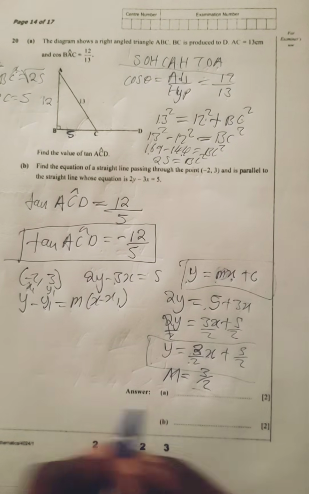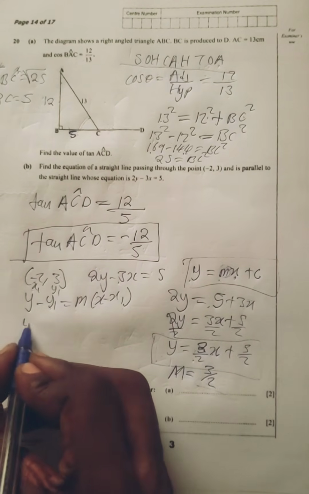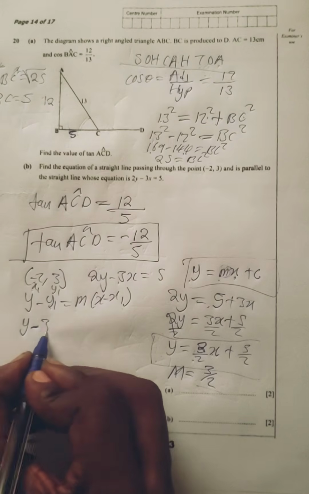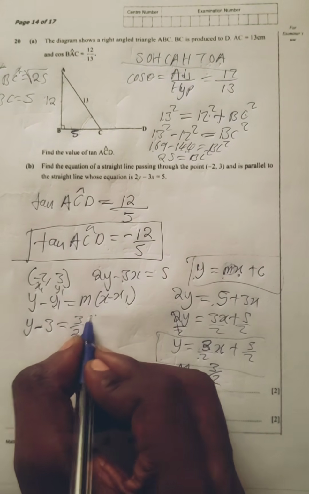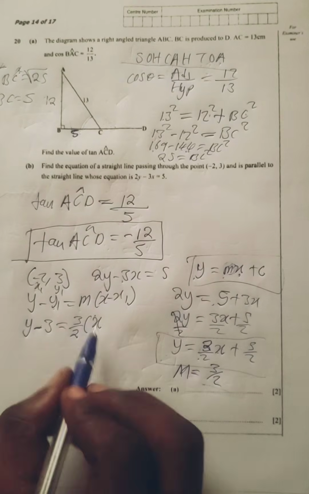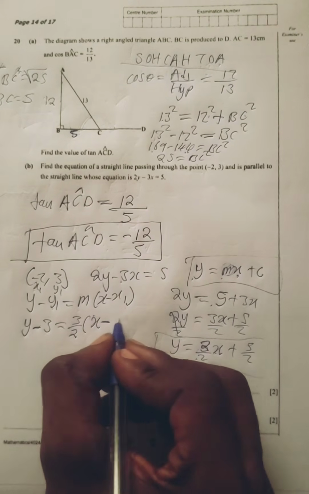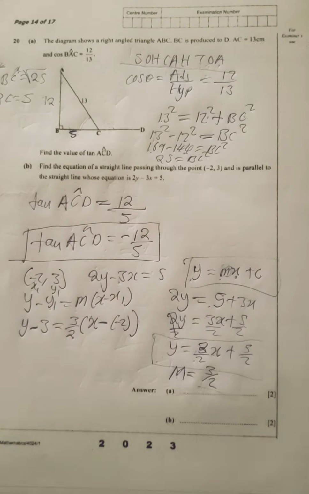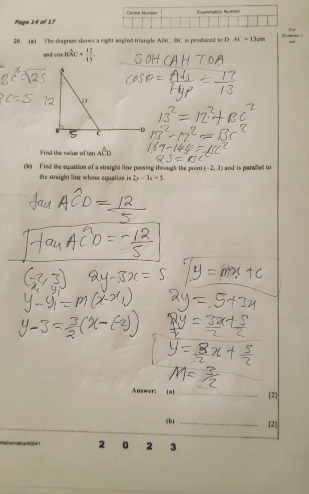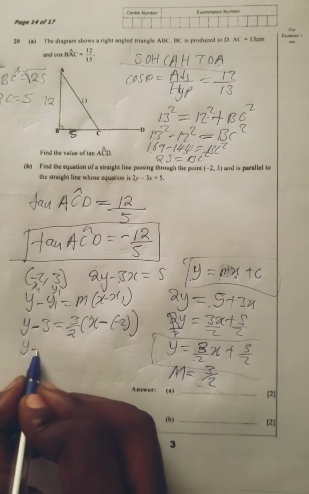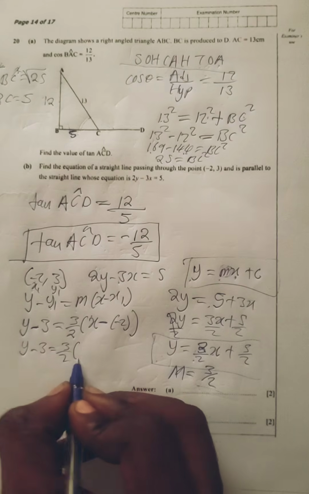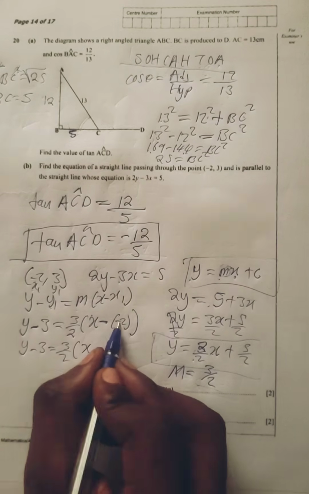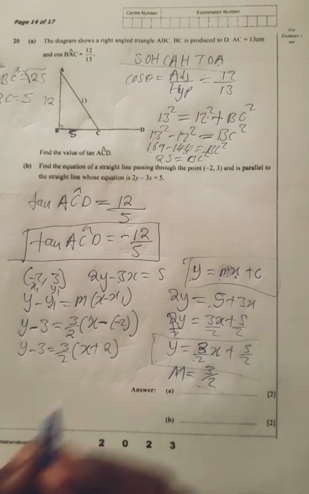So if this is our m, we'll come now to this equation. y minus y1, which is 3, is equal to m, which is 3 over 2, open brackets, x minus x1, which is negative 2. So this will be our case. It's going to be y minus 3 being equal to 3 over 2, open brackets, x, negative times negative is positive 2.